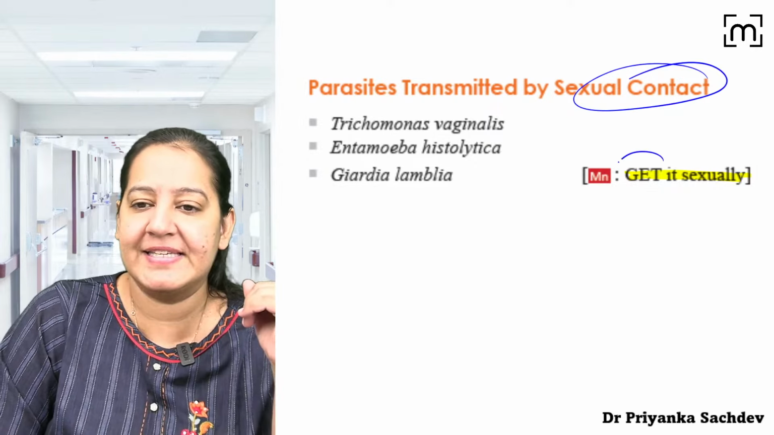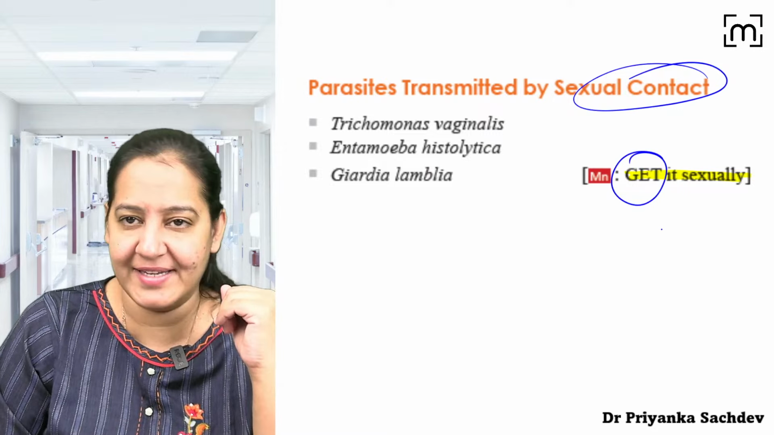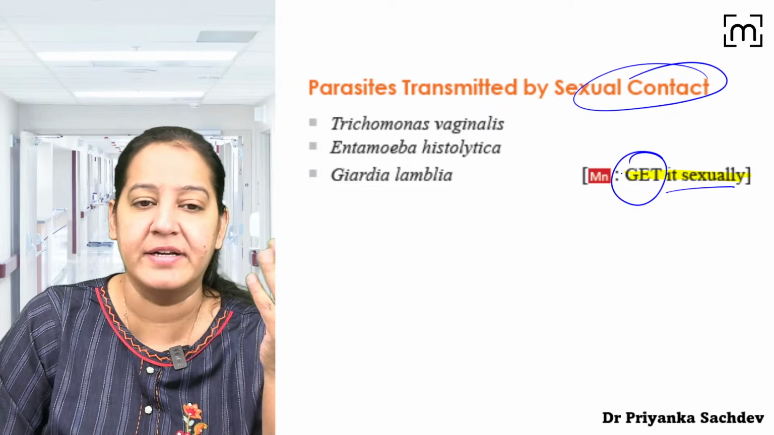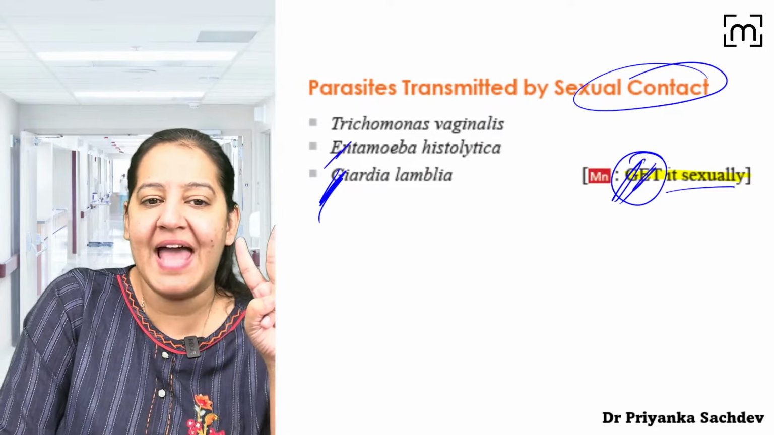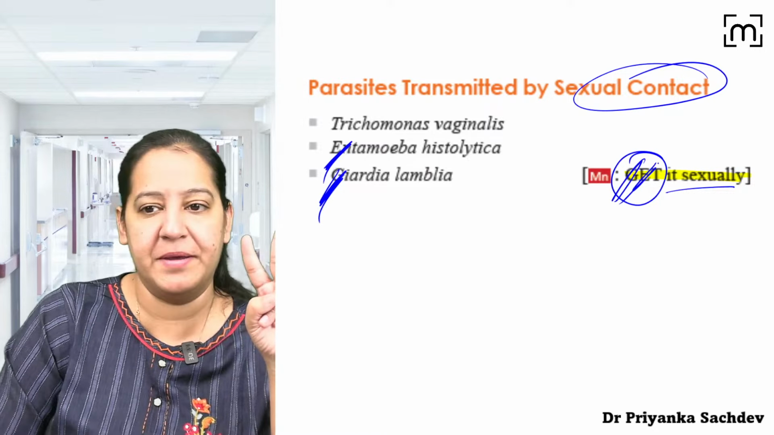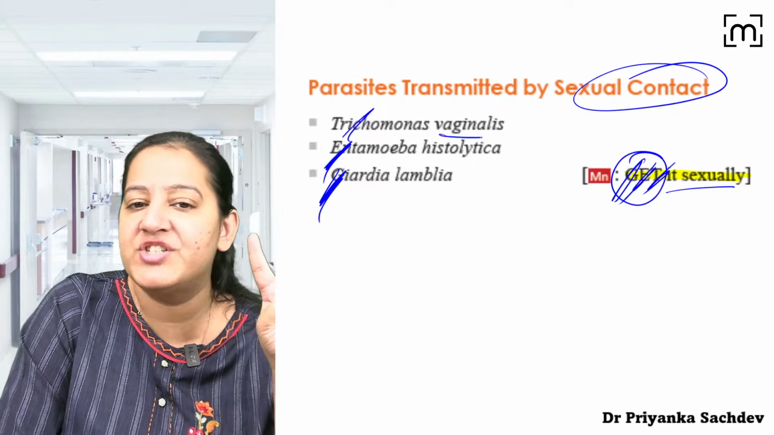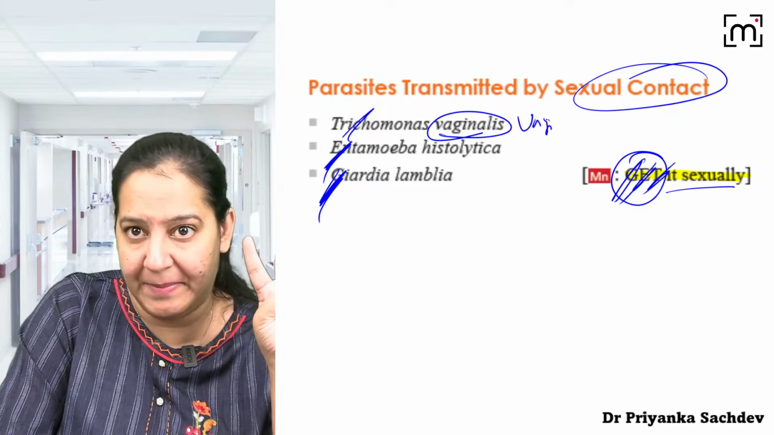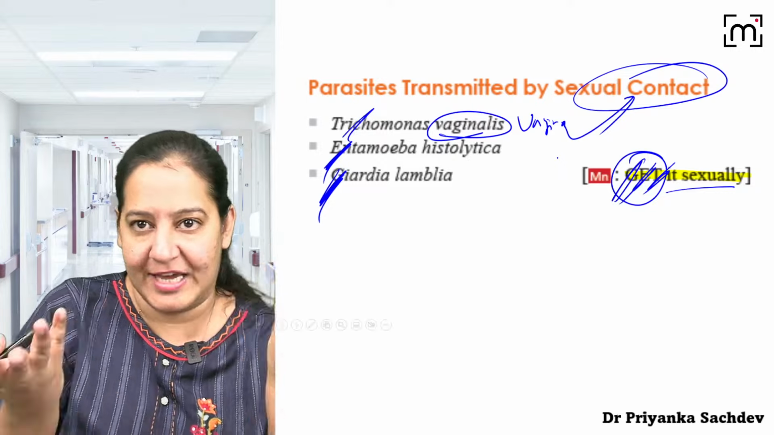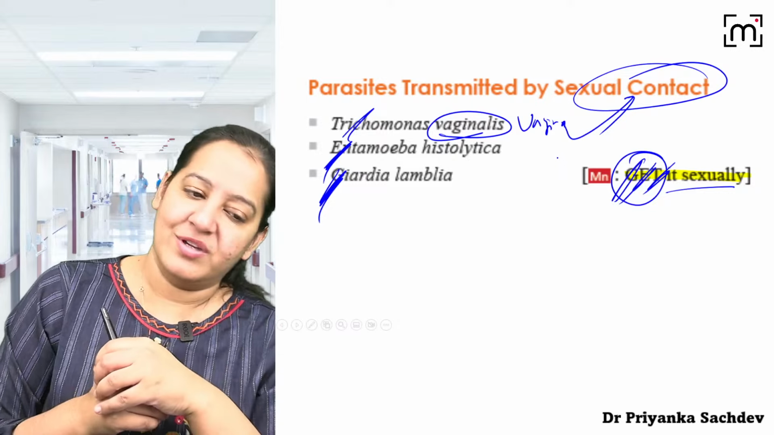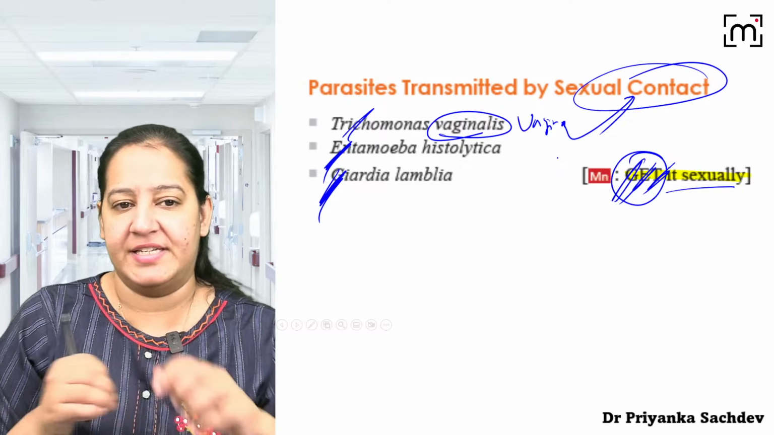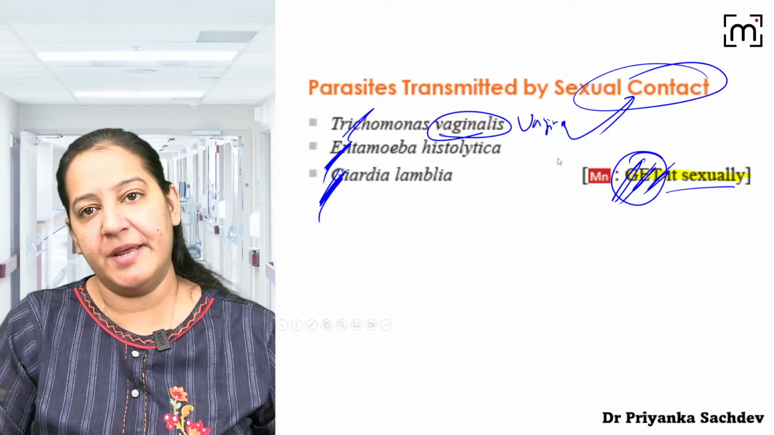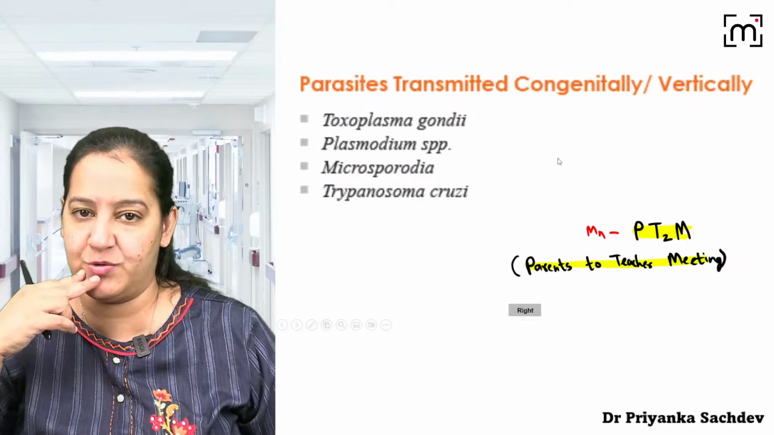The mnemonic is GET, G-E-T. You can learn it like, get it sexually. G is Giardia, E is Entamoeba histolytica, an amoeba, and T is Trichomonas vaginalis, which is present in the vagina of the female. So you can understand it can transmit sexually. No need to learn. GET, G-E-T. Give me a thumbs up if you got it. These are the parasites which transmit by the sexual route.